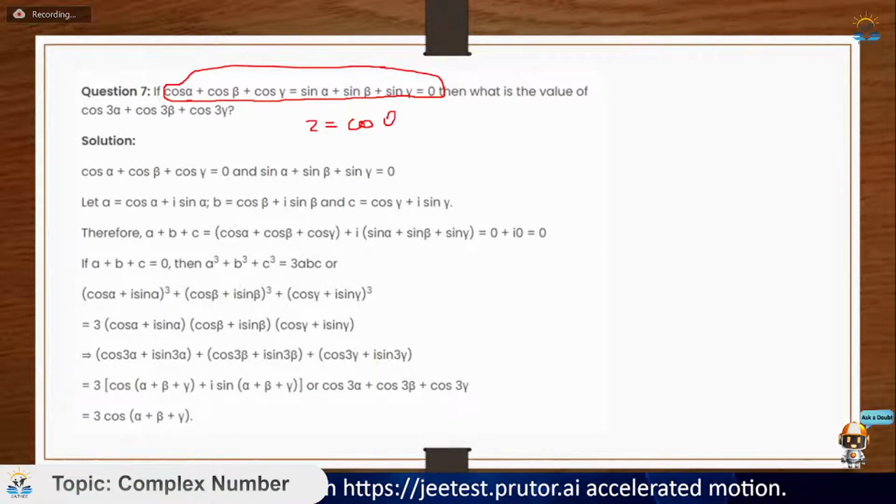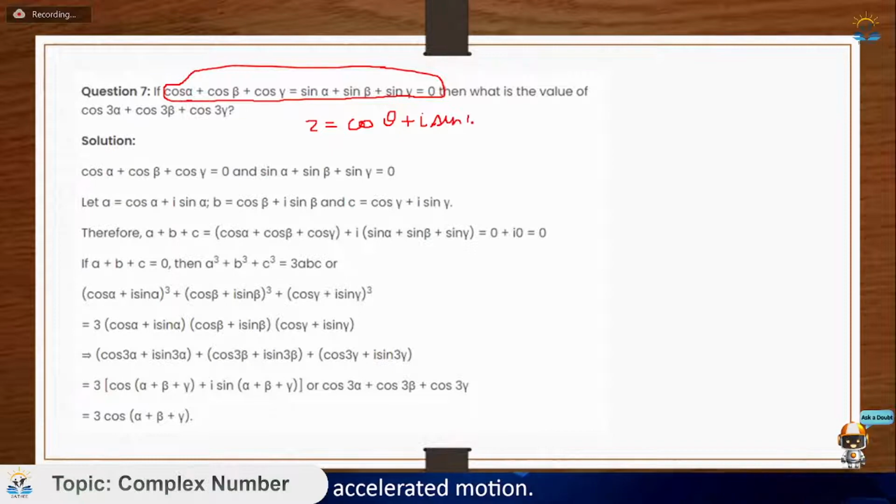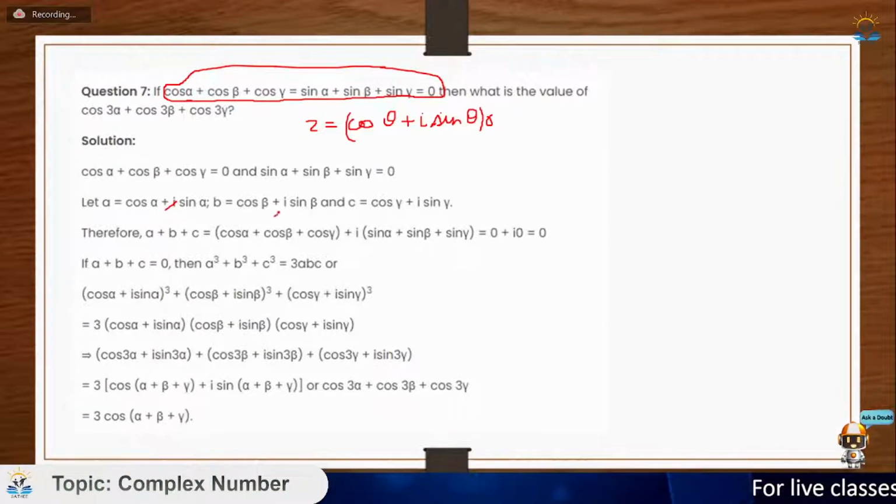theta plus iota sin theta, and you have to multiply it by its modulus, that is r. So let's take three complex numbers. First is cos alpha plus iota sin alpha. Second is cos beta plus iota sin beta. Third is cos gamma plus iota sin gamma. Let the first complex number be a, the second be b, and the third be c.